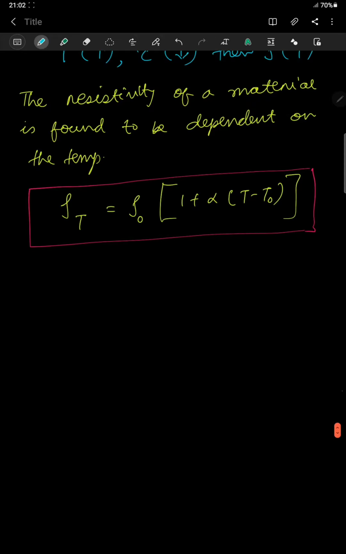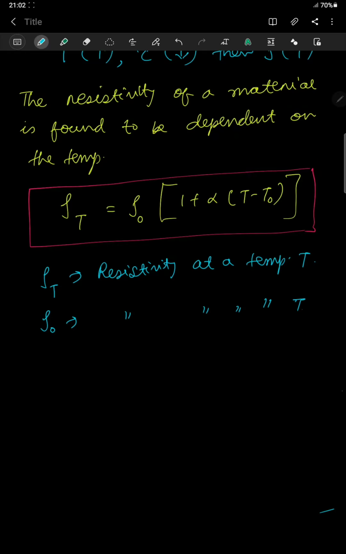So now you need to understand what is rho T. Rho T is your resistivity at a temperature capital T. And what is rho naught? Resistivity at a temperature T naught degree Celsius. Then what is alpha? Alpha is your temperature coefficient of resistivity.